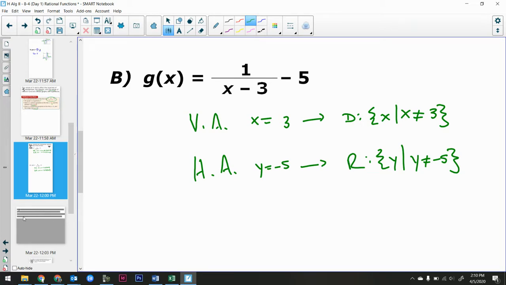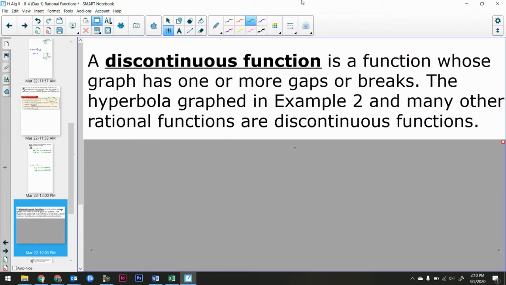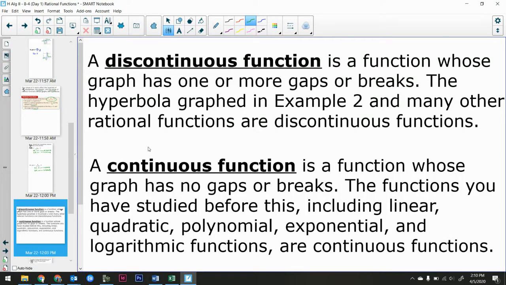All right. Now, there's this idea of continuous versus discontinuous functions. Really, why are we bringing this up now? Well, basically because the graph of a hyperbola is really the first discontinuous function that we've done. It's like our very first. I don't think we've done any other discontinuous functions. Now, what does that mean? That means that there's a gap or a break.